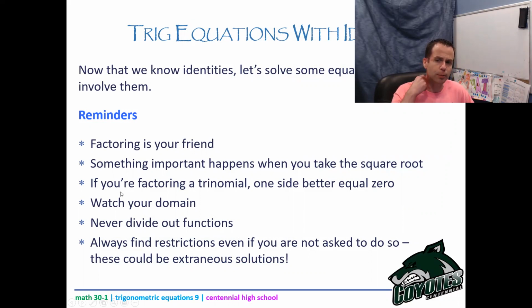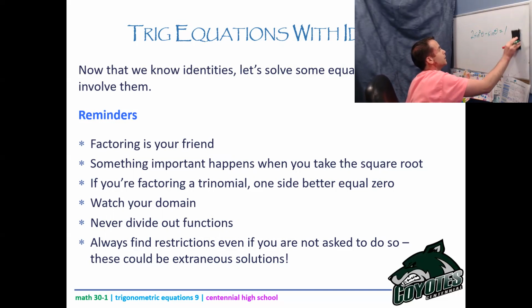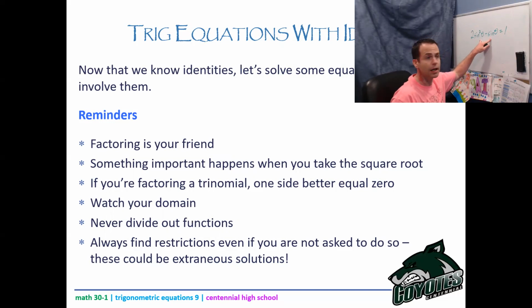When you're factoring a trinomial, one side better equal 0. Unfortunately, I sometimes see students trying this. Actually, let me write that down so you see it. If you have something like 2 sine squared theta minus sine theta equals 1, they'll say, hey, I can take sine out of both of these. No, you can't. You can't do that until everything is on one side and it equals 0. So the first thing you'd have to do is subtract 1, then try to factor the trinomial you have left. Okay, so just be careful of that.